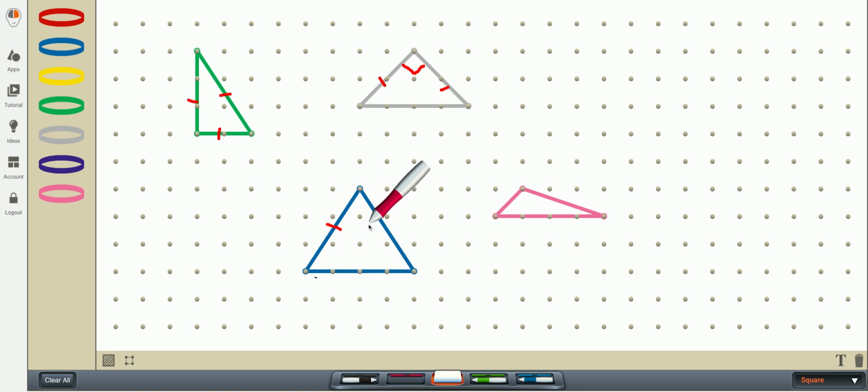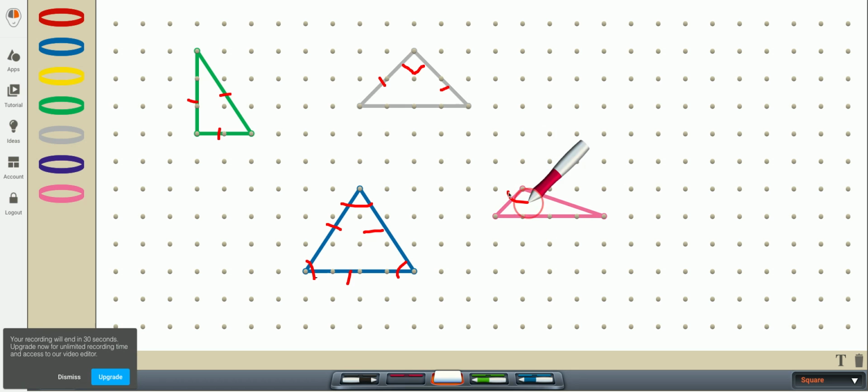This triangle has three sides that are the same length and three acute angles. So it would be called an equilateral, or all sides equal, and also an acute triangle. This triangle has no sides that are the same and no right angle, but it does have an angle that's larger than a right angle. So this would be an obtuse triangle and a triangle that has no sides the same. Good luck today.